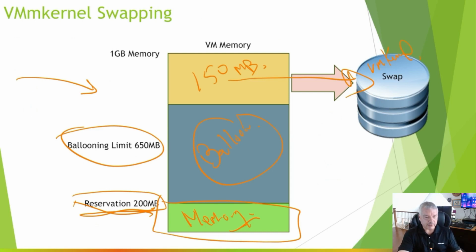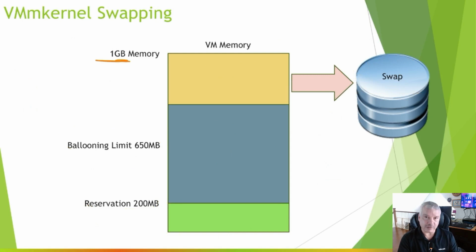Now, another thing I always like to point out at this stage, I mentioned this VM kernel swap file is equal to the amount of memory you gave your VM minus the reservation. So in this example, let's say this is 1,000 megs minus 200. This would be 800 megs in size. Okay, I know this is 1024 or whatever.